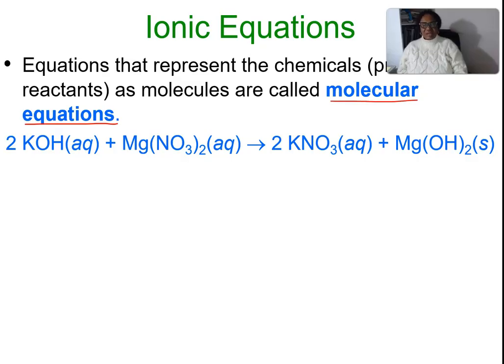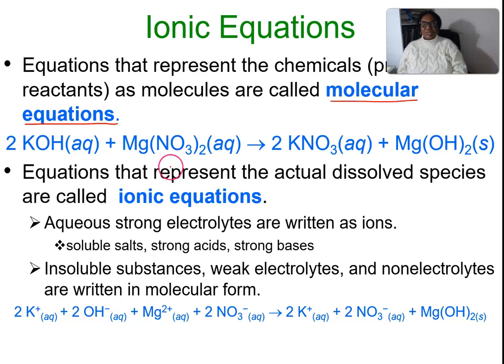So let's say an ionic equation. Equations that represent the actual dissolved species are called ionic equations, where we see the ions moving freely in solution. So aqueous strong electrolytes are written as ions: soluble salts, strong acids, and strong bases. Insoluble substances, weak electrolytes, and non-electrolytes are written in ionic equations as molecules. Don't break them up.